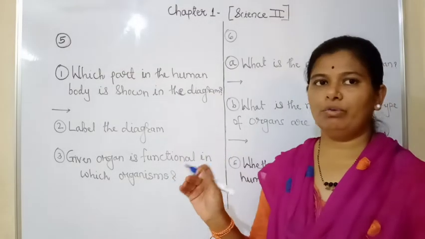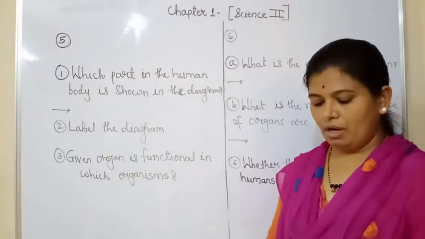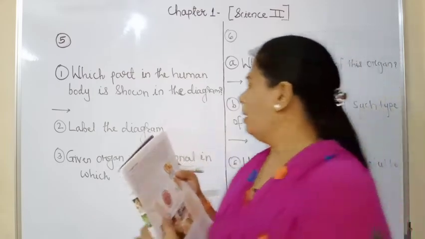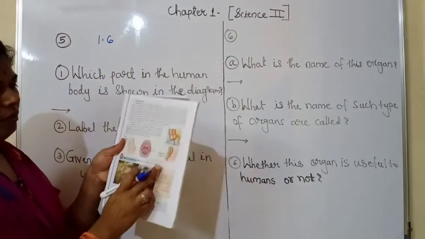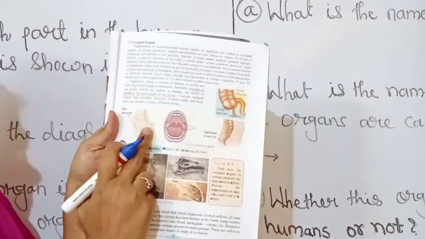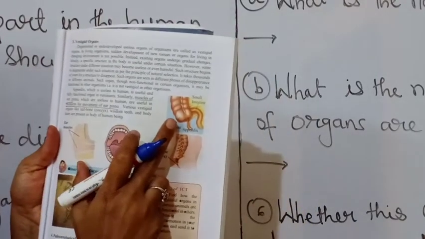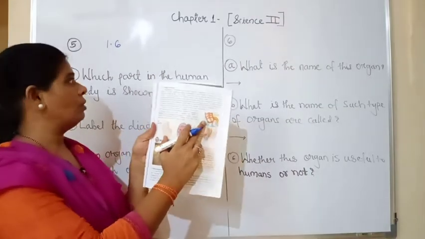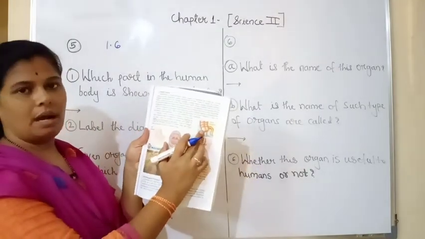Now let's see question number 5. For this question also, 3 questions are given. The diagram for this question is again the same, 1.6. We have now completed the activity depending on the ear pinna and the wisdom teeth. This question number 5 depends on the diagram of the appendix, so keep in mind 1.6, the diagram of the appendix.